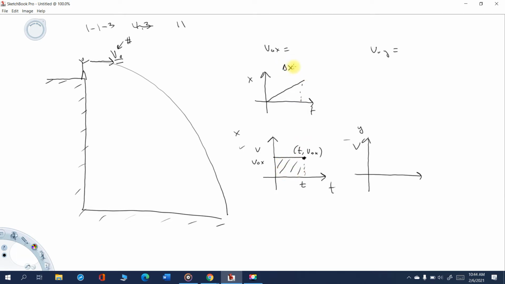You're going to start with delta x equals, and again, this is a rectangle. So the height times the width is going to give you your delta x. You should end up with a linear function.